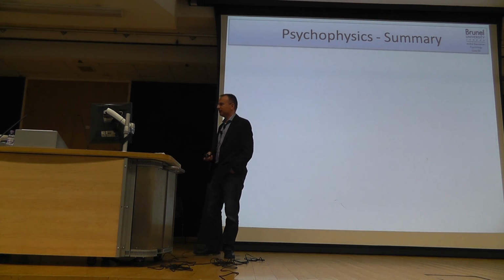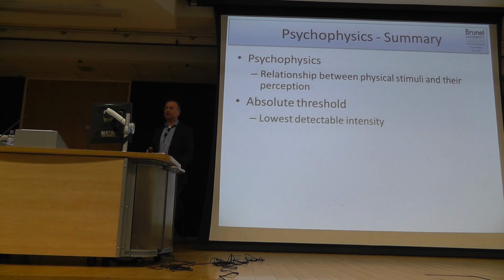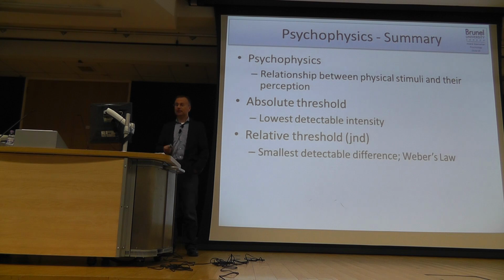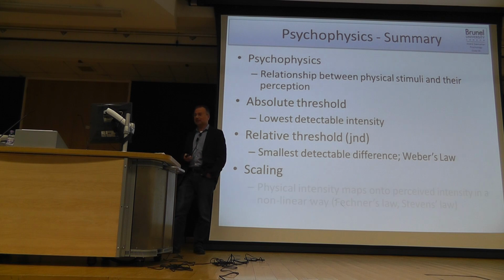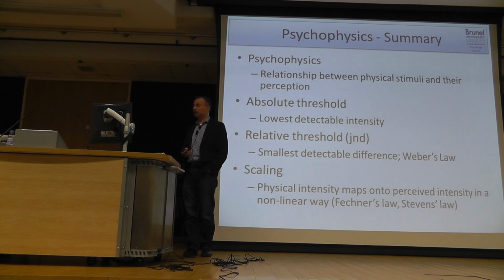Okay, to summarize the psychophysics part, here we investigate the relationship between physical stimuli and our perception of that. The absolute threshold is finding out the lowest detectable intensity of a stimulus. The relative threshold, or just noticeable difference, is the smallest detectable difference between two stimuli. And here we've spoken about Weber's law. And then we spoke about scaling in the end, which is the question of how the physical intensity maps onto the perceived intensity in a nonlinear way, and we have seen Fechner's law and Stevens' law.